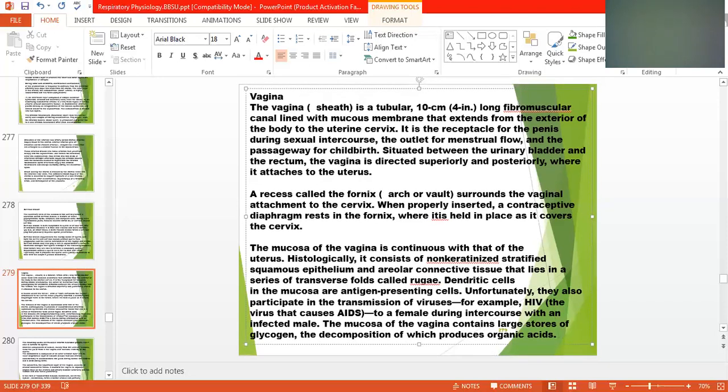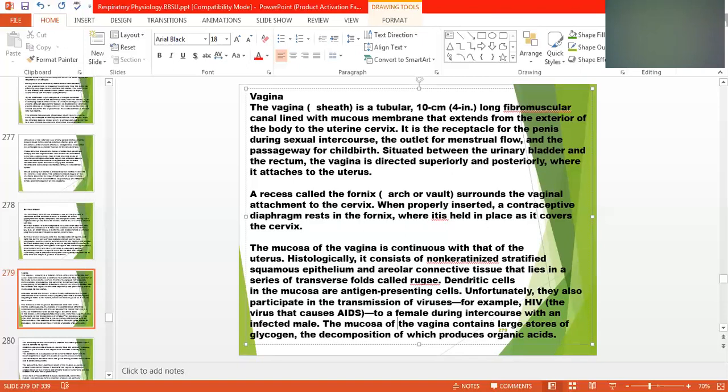As you have seen, the vagina is the female organ, about 4 inches in length, that receives the male organ and is a passage for the sperm as well as for the urine, and a passage for the fetus to come out at the time of childbirth. And this vagina is attached to the cervix.